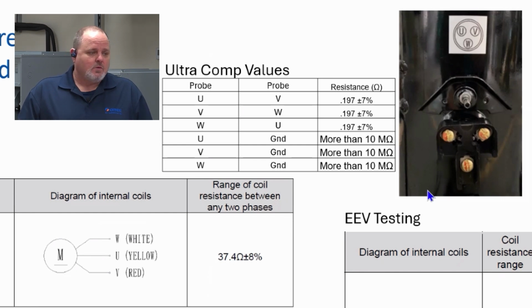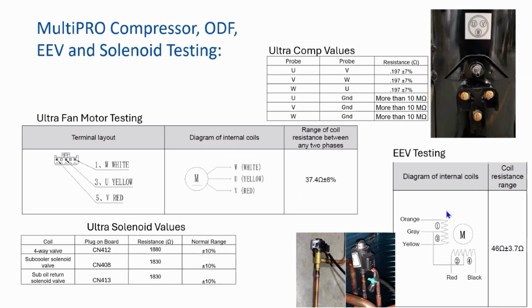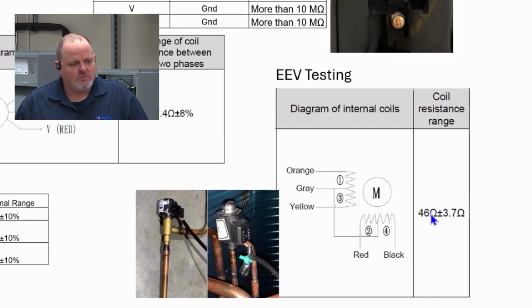Right. When it comes to testing EEV coils, this is one of the best diagrams I've ever seen for the EEVs. Orange to gray, you're going to be around 46 ohms. Gray to yellow, you're going to be around 46 ohms. If I go from gray to red, I'm going to get roughly 46 ohms. And so on. Gray, again, if you follow it down here, gray to black, 46 ohms.